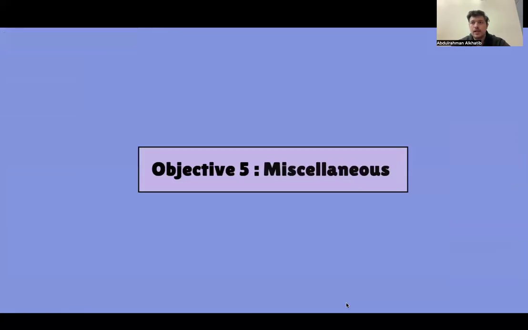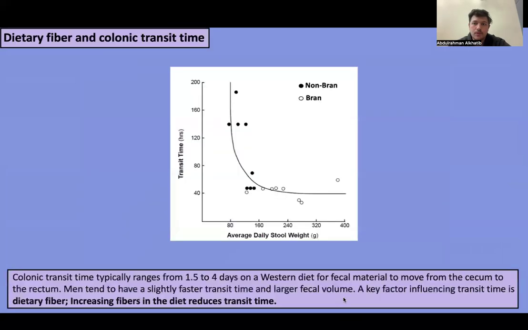Now, some slides, the doctor has added them throughout the presentation. I thought that explaining them at the end will make the flow better, but they are important anyway. So the first slide talks about the relationship between the dietary fibers and the colonic transit time. As you can see here, the x-axis represents the average daily stool. The y-axis represents the transit time in the colon, right?